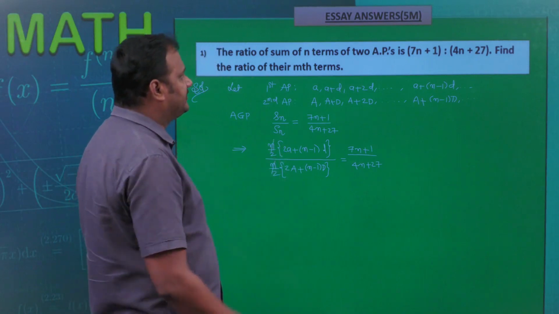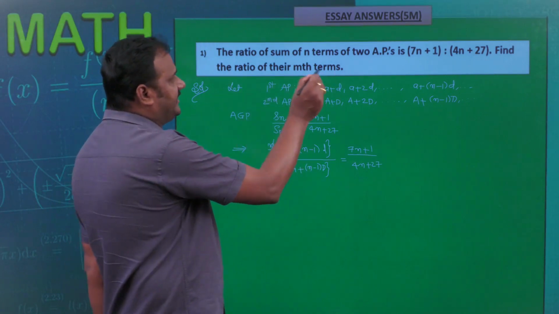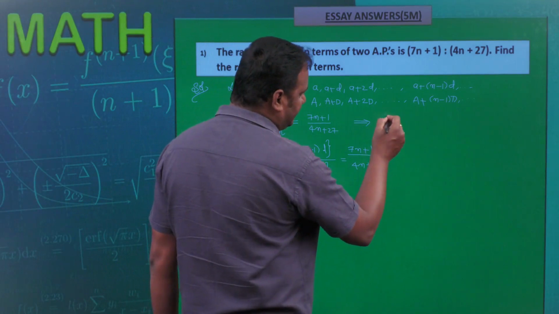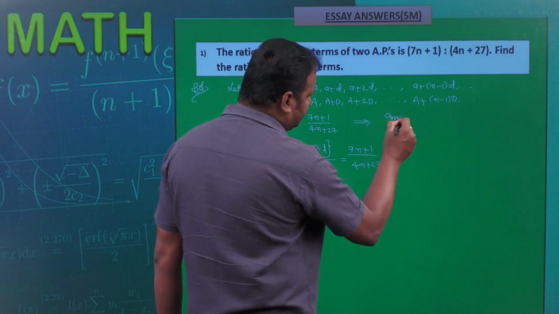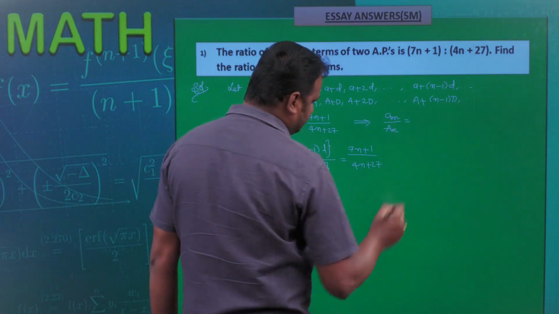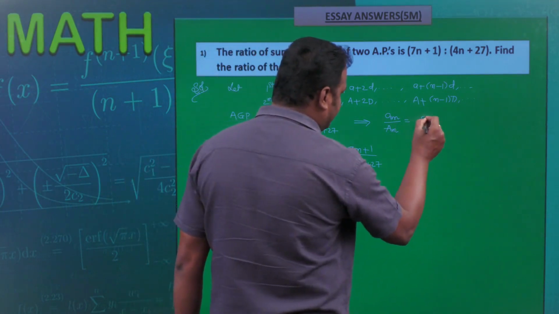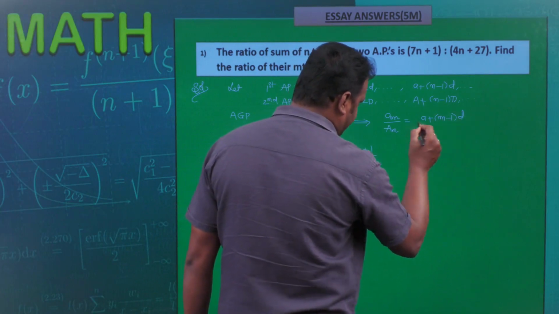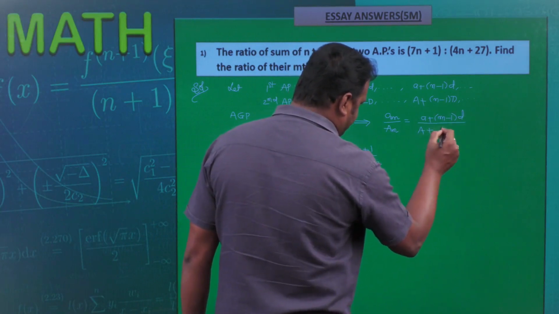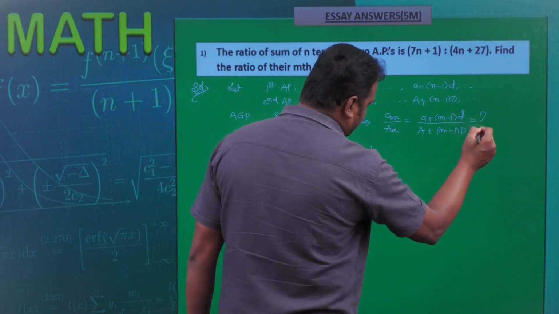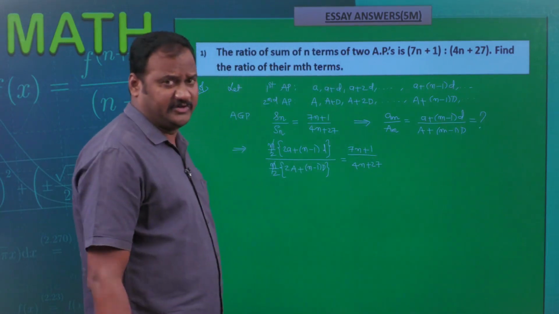What do we want here? Find the ratio between their mth terms. Then the ratio between their mth terms means the mth term of the first arithmetic progression divided by the mth term of the second arithmetic progression. The mth term is nothing but a plus m minus 1 into d divided by A plus m minus 1 into D, is equal to how much? That is what we want.